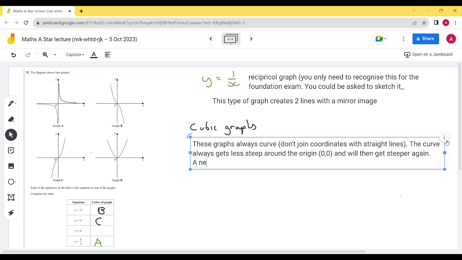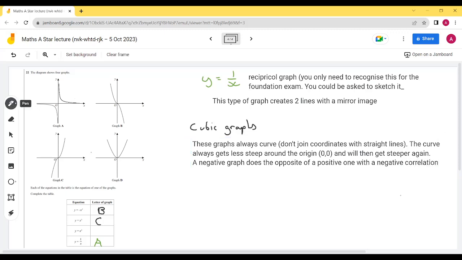And just to say as well, a negative graph does the opposite of a positive one, with a negative correlation. And so cubic graphs are ones with y equals x cubed. And yeah, you could be asked to plot one of them in the exam. So it would just be a case of filling in the values for x, working out the coordinates, and then making sure you joined it with a curved line.